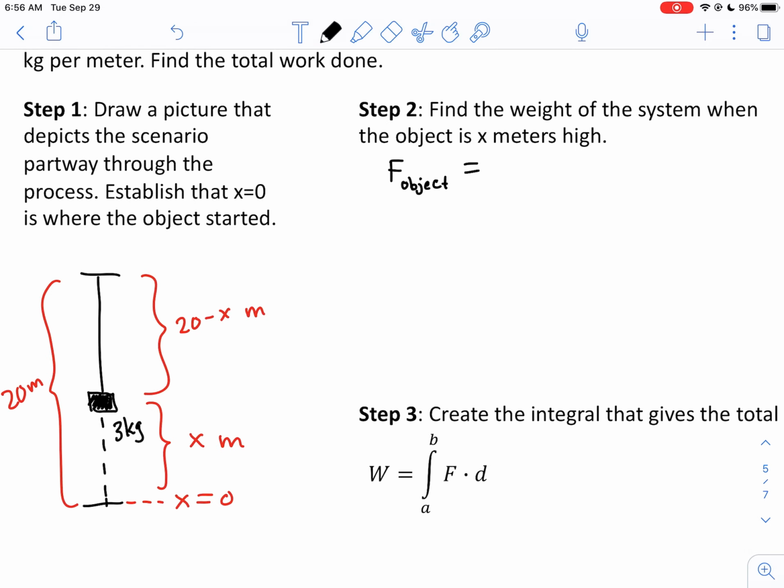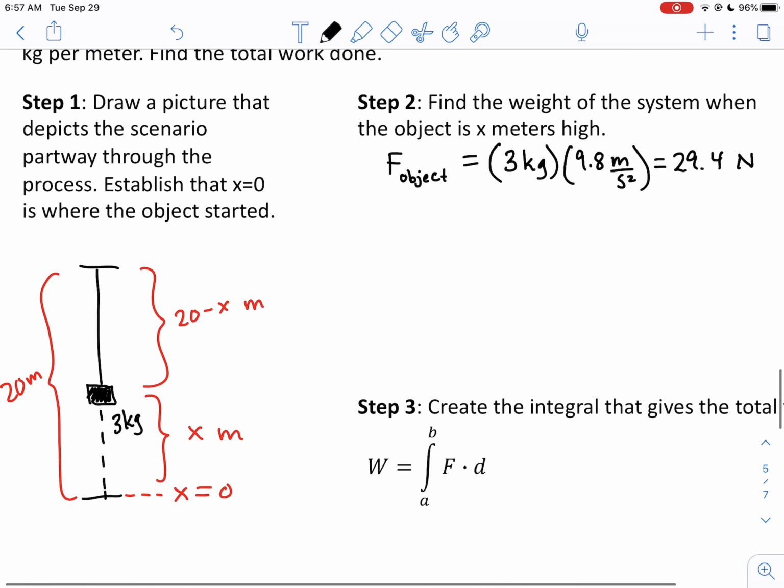How many kilograms is that object? Well, we're holding 3 kilograms. However, that's a mass unit, not a weight unit. To convert mass into newtons, we have to multiply it by the 9.8 meters per second squared. That will give us 29.4, and this is how many newtons.